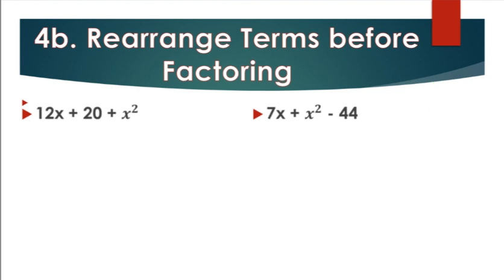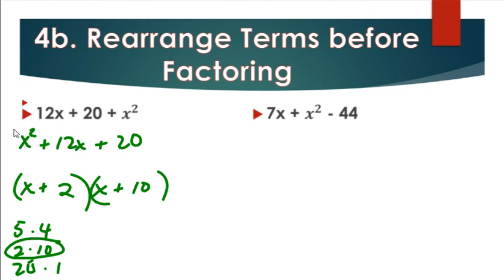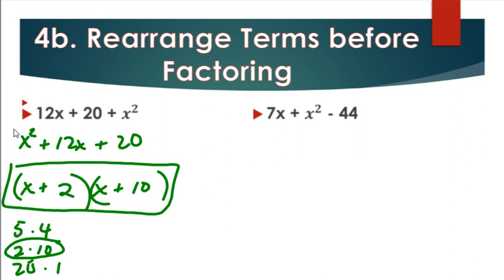Some more examples. So we have x squared plus 12x plus 20. For our two binomials down, our x's. To get 20, I have 5 and 4. I got 2 and 10, and I got 20 and 1. Which ones add up to 12? The 2 and 10. Since everything is positive, I put my 2 plus signs, 2 here, 10 here. And it doesn't matter where the 2 and 10 go because they're both plus. So this would be our factored trinomial.